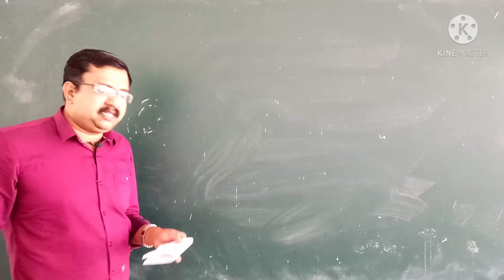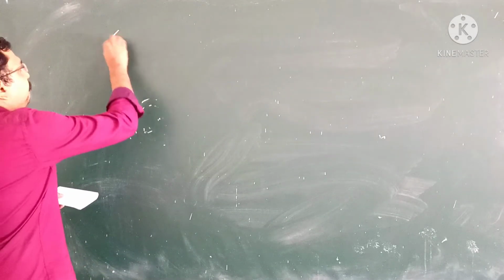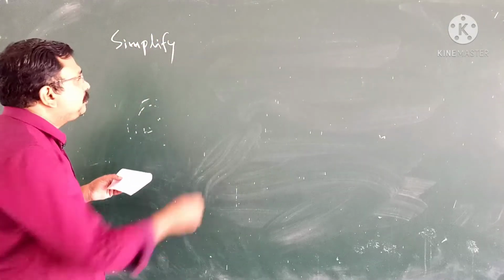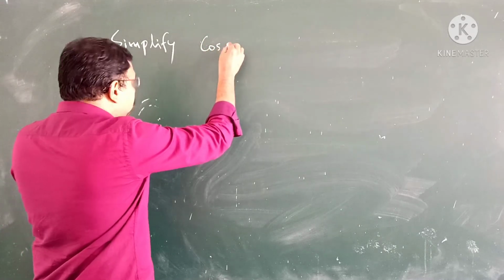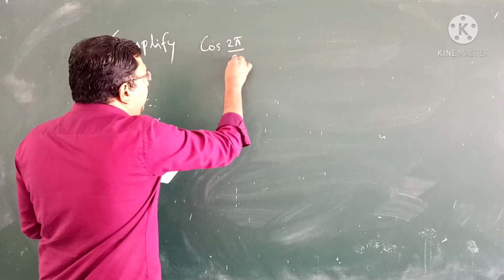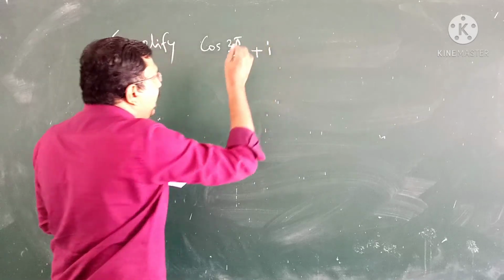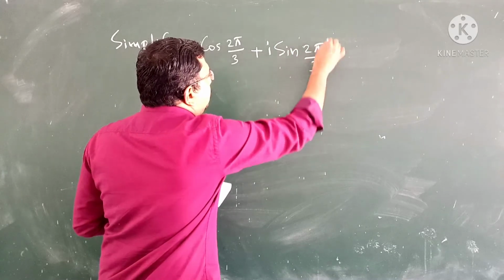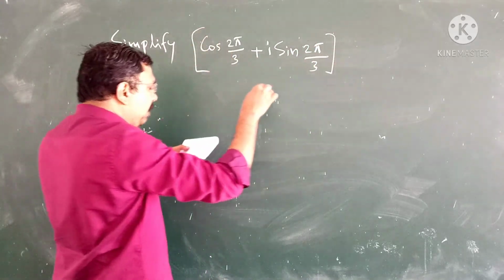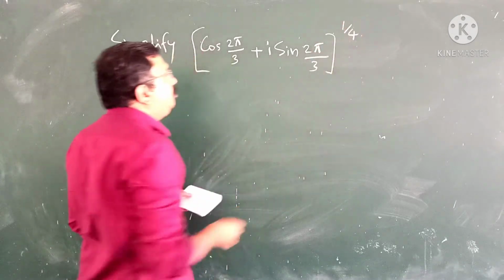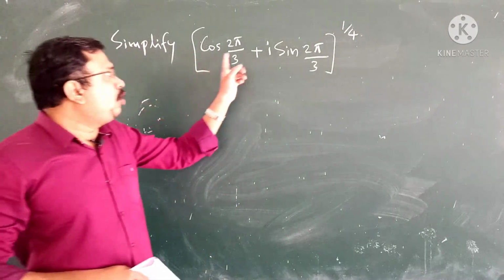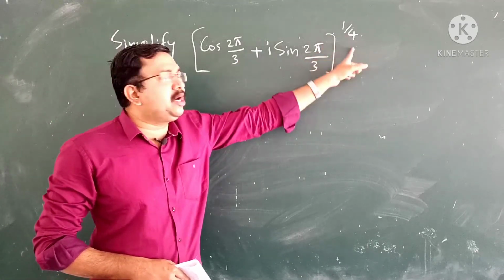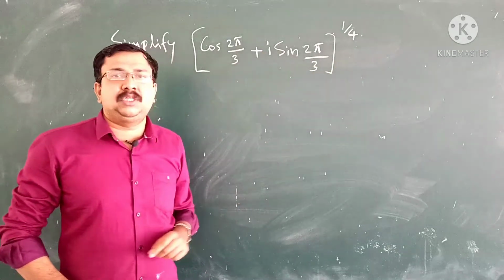Okay, my first question is: simplify (cos 2 pi by 3 plus i sin 2 pi by 3) the whole raised to 1 by 4. How to solve this problem?